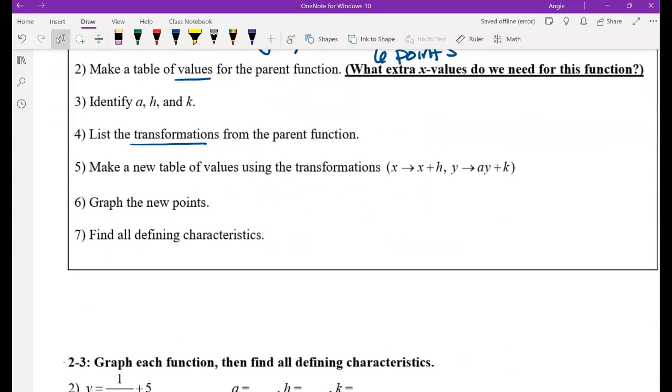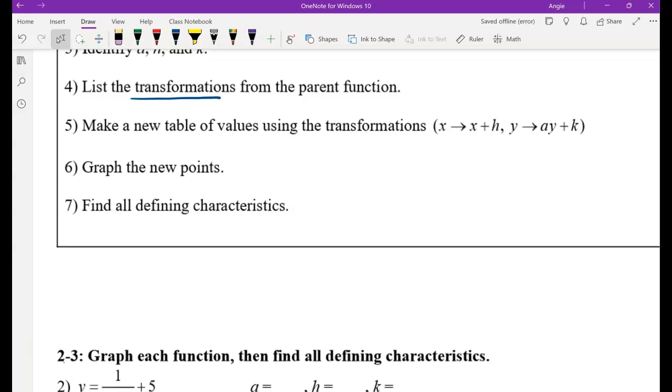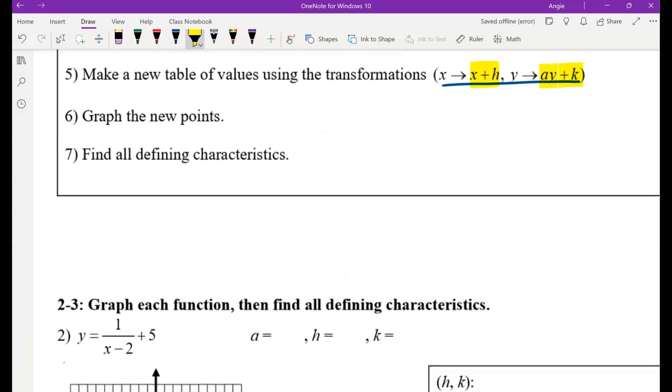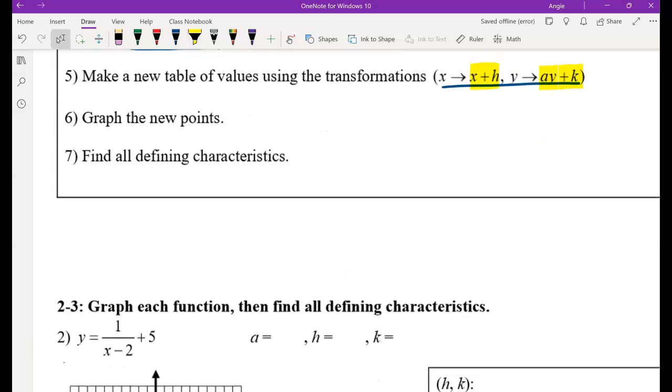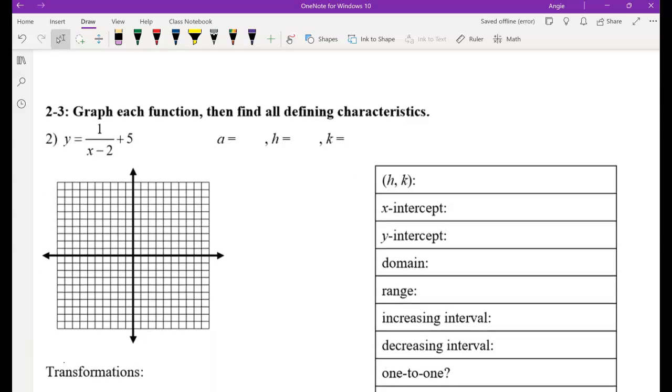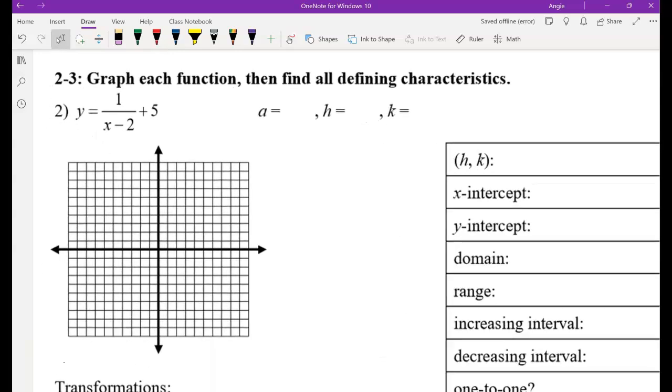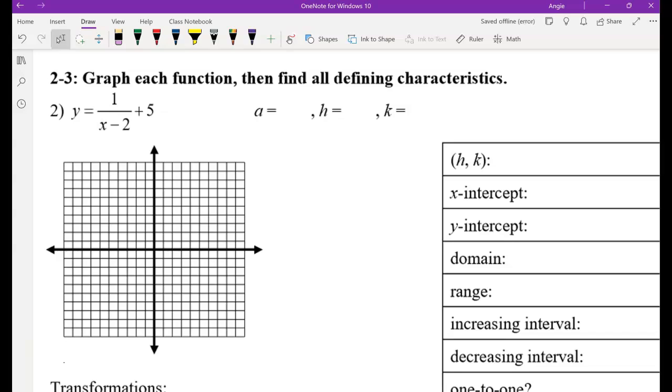Number 5, make a new table of values using the transformations. H is going to be added or subtracted to x. The A gets multiplied to y, and the K gets added or subtracted to y as well. Graph your points, and then give us the characteristics. So we have examples 2 to 3. Graph each and find all characteristics.